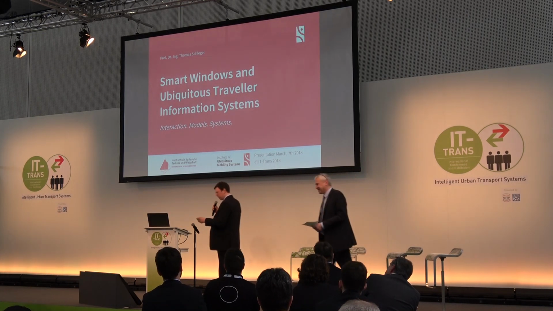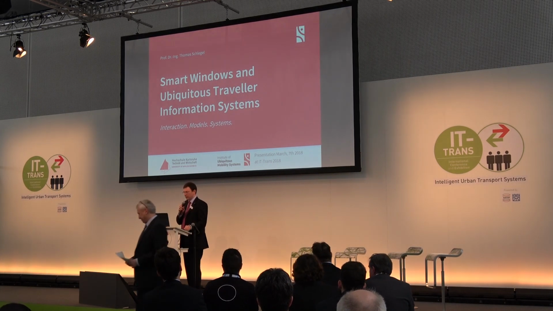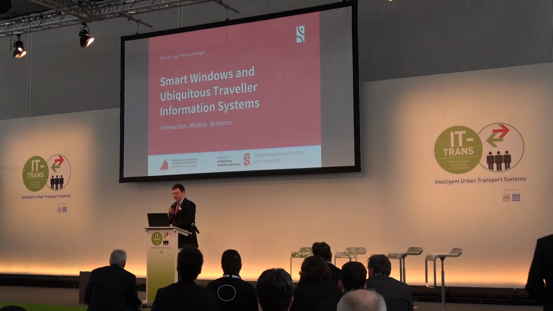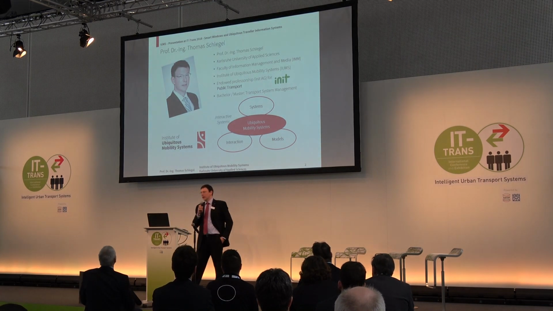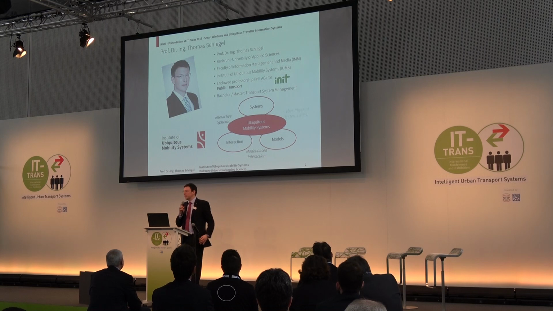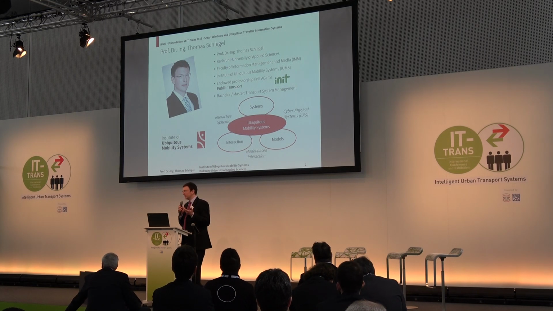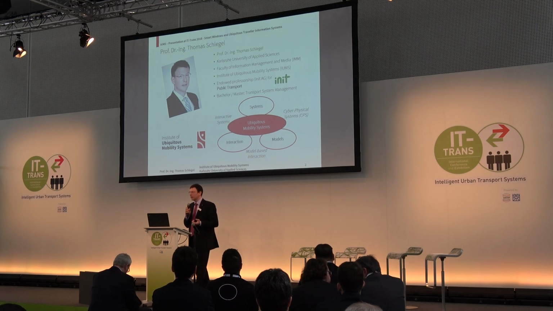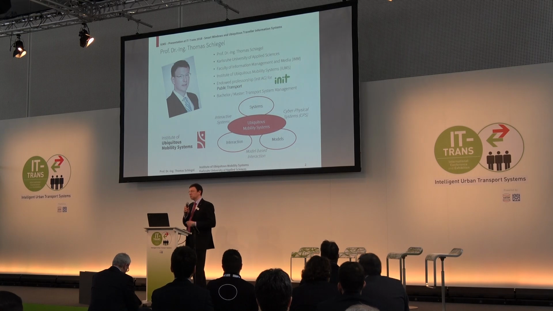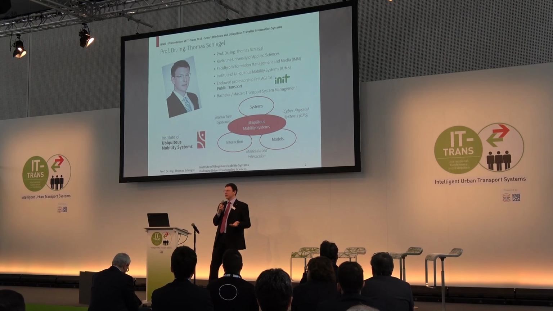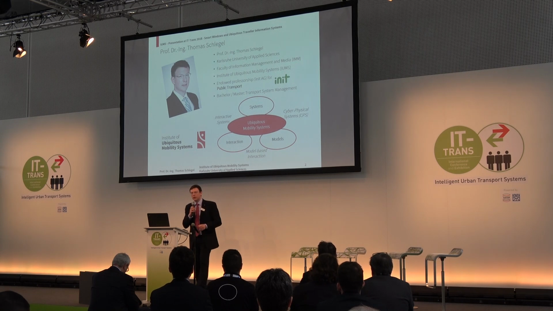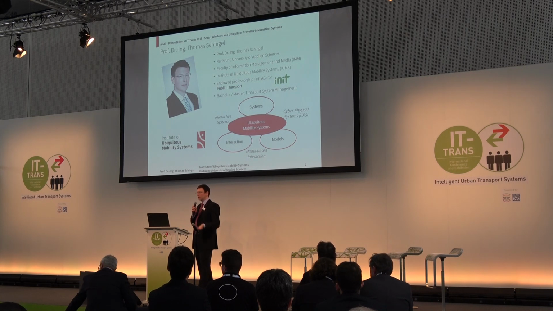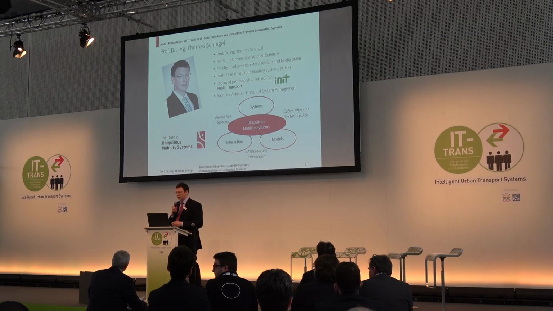So we go back to research a bit. The topic is smart windows and ubiquitous traveler information systems. The reason for that is that the institute I'm heading is talking about ubiquitous mobility systems, which means mobility gets more ubiquitous. You don't have single systems that are not interconnected, but the other way around. We are going to a more or less world of systems that are closely interconnected, exchanging information, letting new scenarios come true where you get from one vehicle to the other without losing any information or connection.